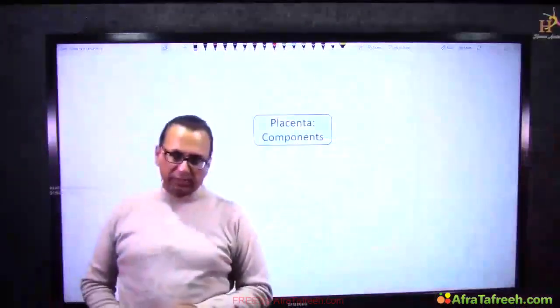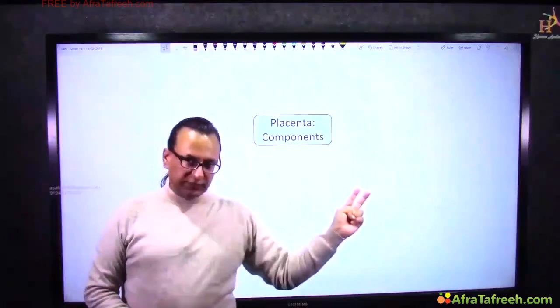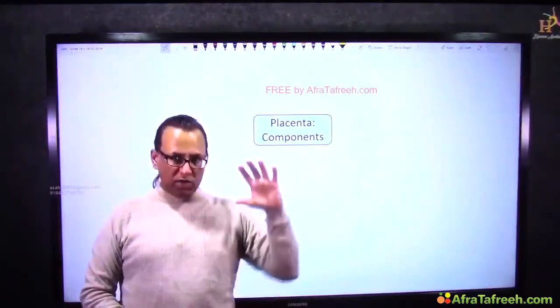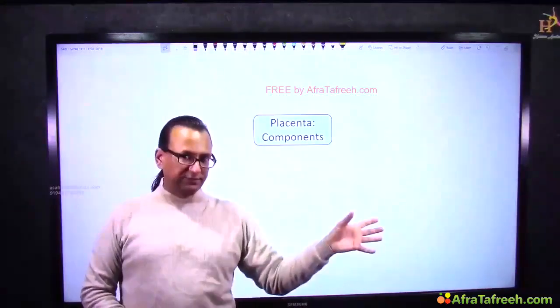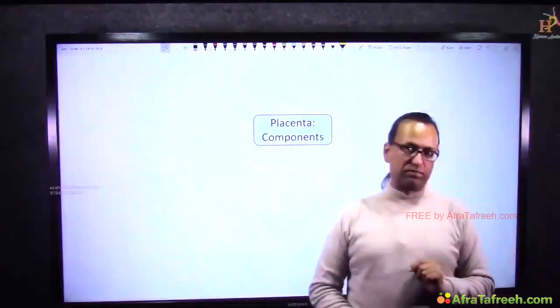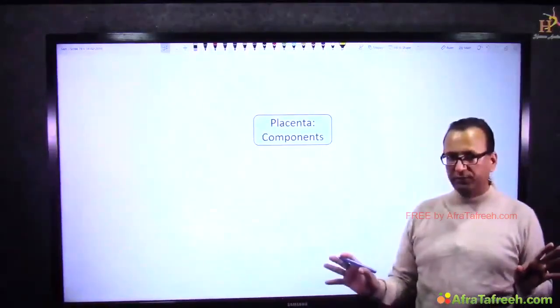Now let us focus upon placenta components. There are two of them. One is maternal and one is fetal. Maternal is the uterine component, which is called decidua basalis. And the fetal is the chorion frondosum. Let us look at some diagrams now for both the components of placenta.